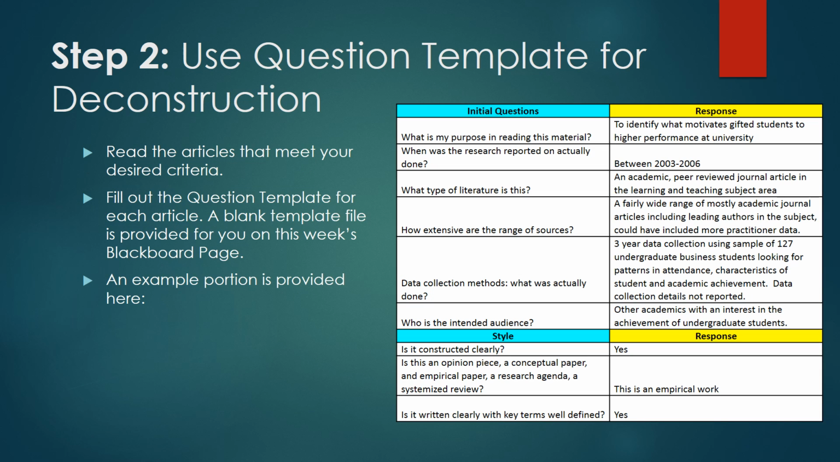The next step in the process is to use a question template for deconstruction. At the beginning of the semester, I gave you access to my personal article review form. It's a lot more general than what I'm presenting here. It's really up to you as far as how you want to deconstruct the information on each individual article. What you want to do to begin this step is to read the articles that meet your desired criteria, and then fill out the question template for each article.